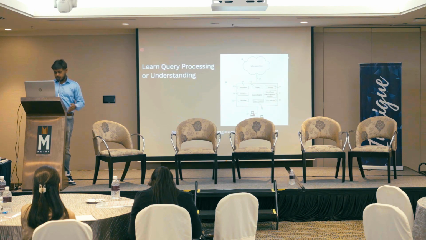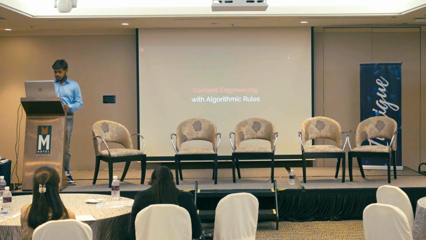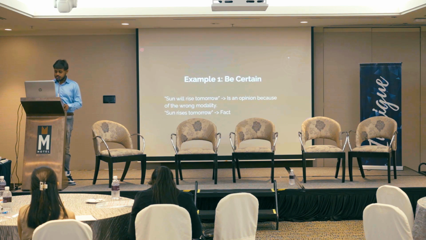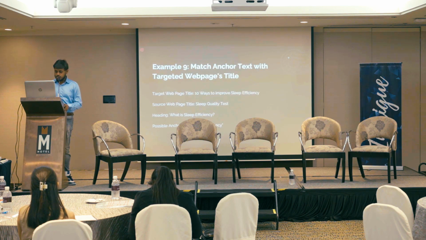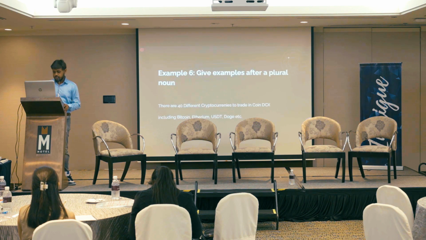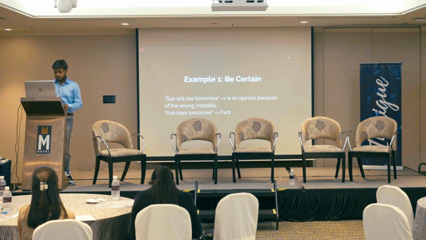If you want to learn more about query processing, this is a good patent that you can visit. This is from Google Patents, by the way. So now, how do we improve our relevancy? In our content marketing team, we have created certain algorithmic rules. There are actually 13 algorithm rules, but I don't have the time to cover all of them, so I'll cover certain basics.